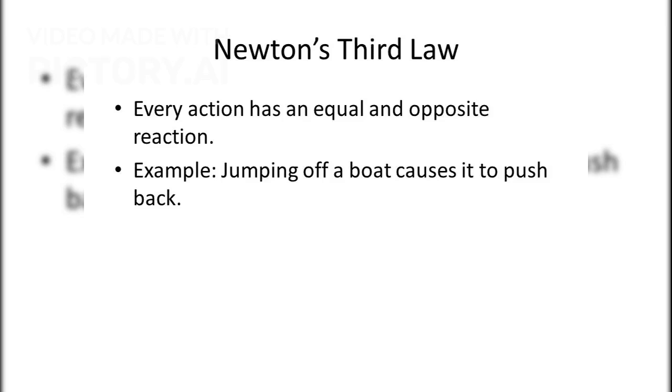Newton's third law states that every action has an equal and opposite reaction. This can be observed when jumping off a boat, causing it to push back with equal force, illustrating the interconnectedness of forces.